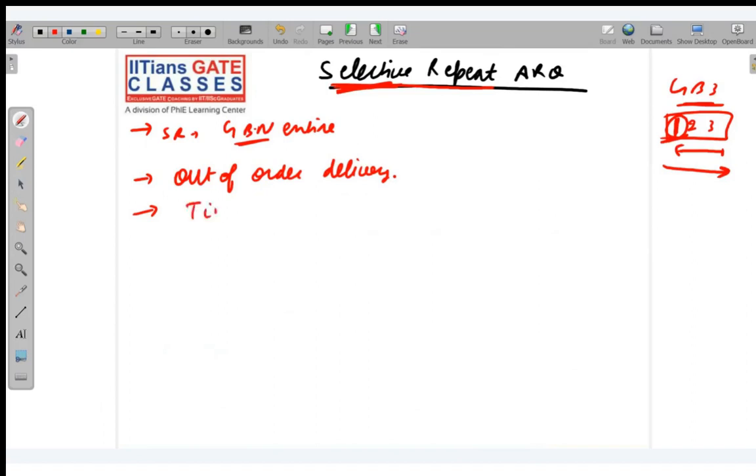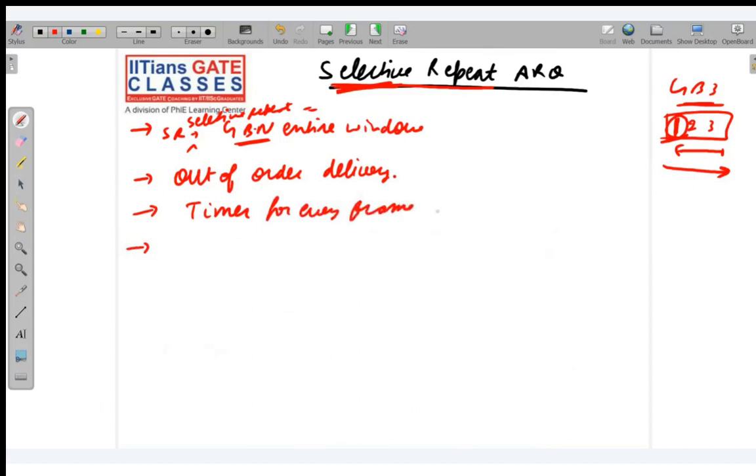Okay, so the third important point was related to timer. First important point was SR, selective repeat. I have written it just for remembering: selectively it will be repeated, but in Go-Back-N entire window was repeated. Second was out of order delivery accepted. Third important point was timer is maintained for every frame in the window.